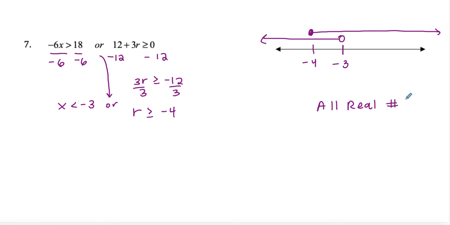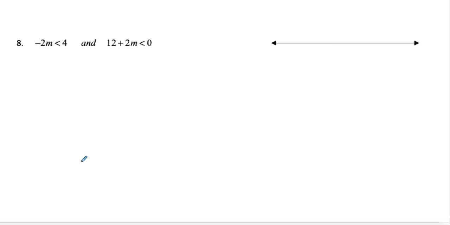Remember, ors, we're not looking for the overlapping region. We're looking for everything in the set. So all real numbers. Now, if we look at number 8, that's a difference. This is an and inequality. It's not written as one compound inequality. It's written as 2 separate, but using the word and. And means that I have to be looking for overlap.